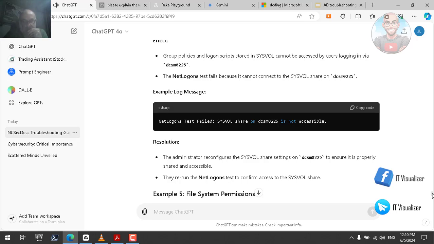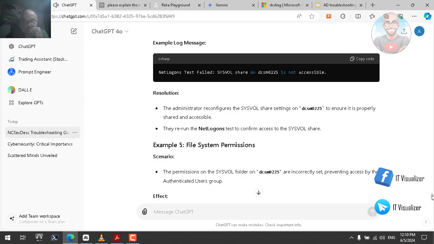Sysvol share on DCSM0225 is not accessible. As a solution, the administrator reconfigures the Sysvol share settings on DCSM0225 to ensure it is properly shared and accessible. They rerun the Netlogon test to confirm access to the Sysvol share.